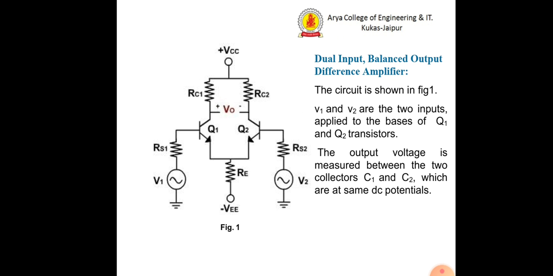Now we talk about the dual input balanced output type of differential amplifier, which is shown in the figure. As you can see, V1 and V2 are the two inputs applied at the base of the Q1 and Q2 transistors, and the output voltage is measured between the two collectors, C1 for the Q1 transistor and C2 for the Q2 transistor, and they are at the same DC potential because they are biased by the same power supplies.